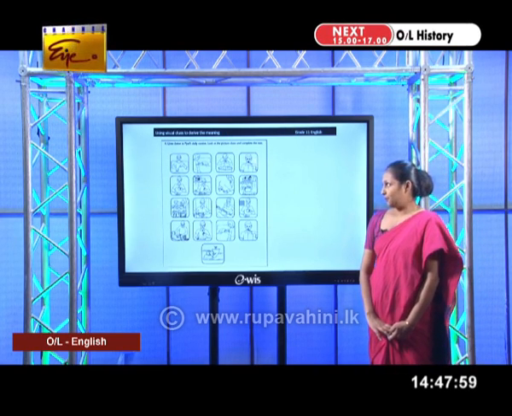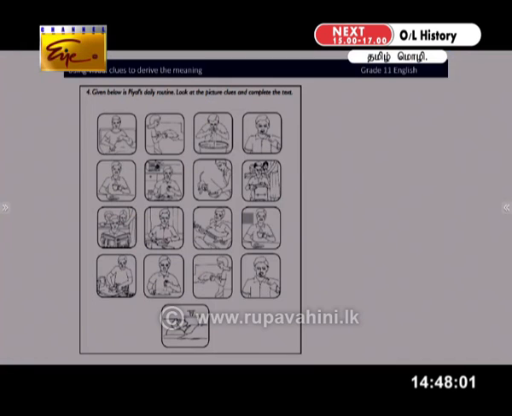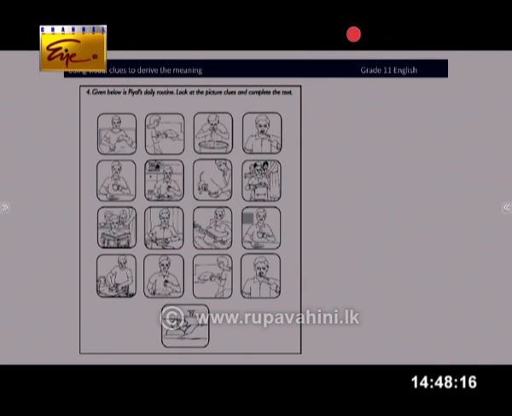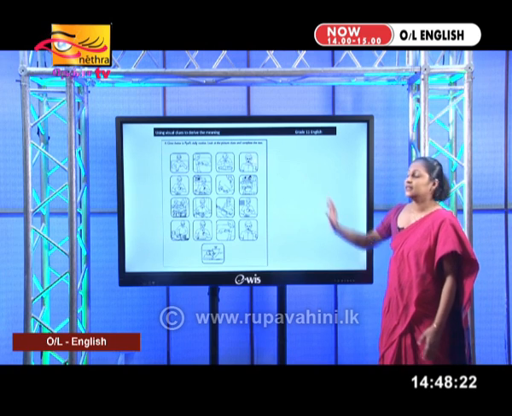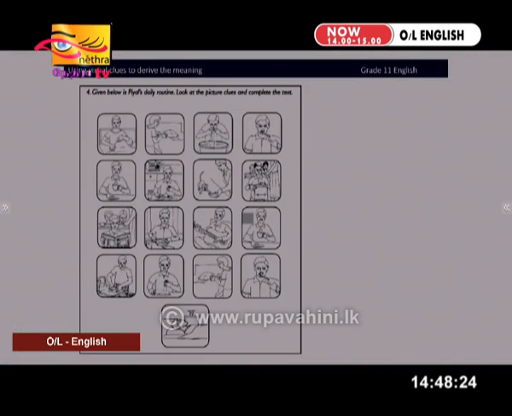Activity 4, revision 3. Here you have some pictures that show how Pial spends his day. These are the things that Pial does from morning to evening. We'll see what he is doing. Take out your exercise book and write certain things that you can see in these pictures. Don't worry, I am here to help you. We'll do it together.